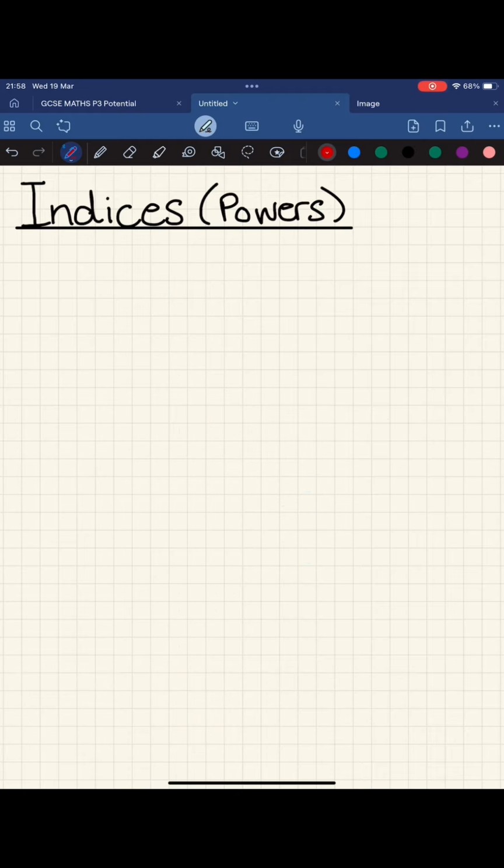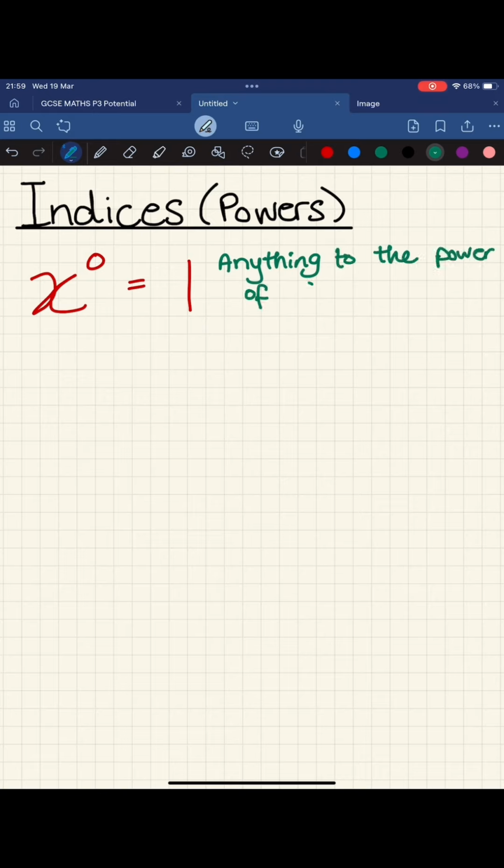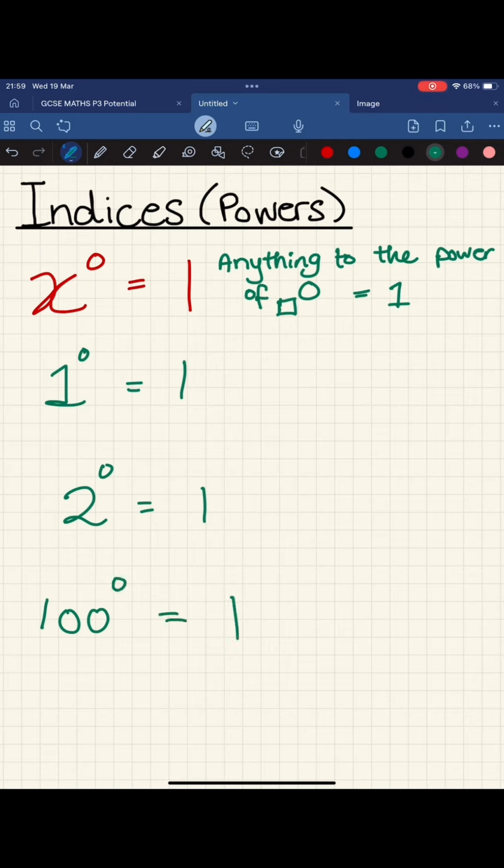Now, we've done a lot of powers of positive numbers. What about 0? Now, x to the power of 0 is 1. In fact, anything to the power of 0 is always 1. 1 to the power of 0 is 1, 2 to the power of 0 is 1, even 100 to the power of 0 is still 1.